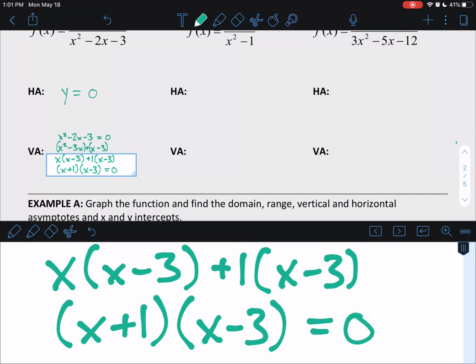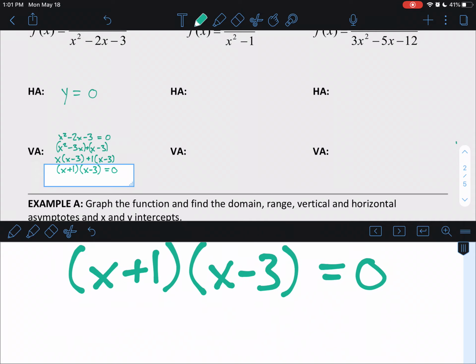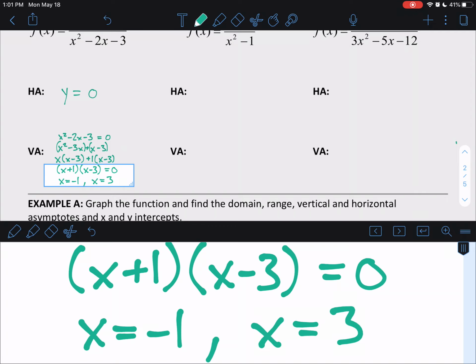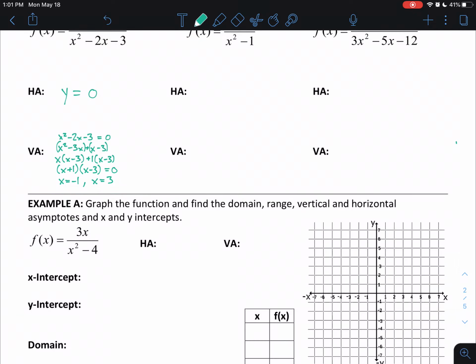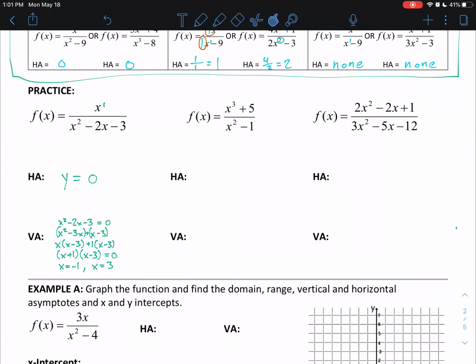And that equals 0. And if x plus 1 is 0, then x equals negative 1. And if x minus 3 equals 0, then x equals positive 3. So the two vertical asymptotes of this problem here were negative 1 and 3.